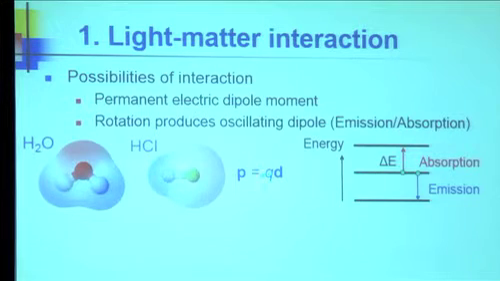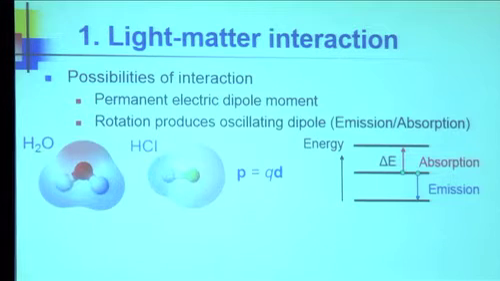Q is the charge and D is the distance. And so imagine that one end has a little bit of positive charge and one end a little bit of negative charge. And what happens when this thing rotates around? If you're looking at it, it looks like there's some oscillation in the electric field. That's how you transmit light. It's an oscillator. But if it's an oscillator, it's an absorber.